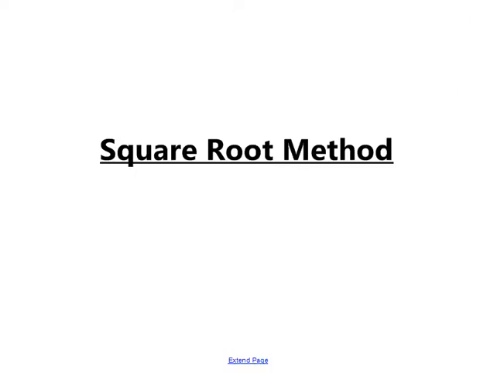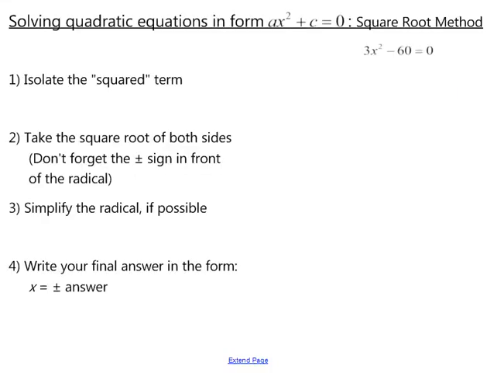Square root method. So today we want to talk about how to solve quadratic equations in the form ax squared plus c equals 0 using the square root method. You should recognize that we don't have that plus bx. If you only have an x squared term and then constants without an x term, we can use the square root method to solve.